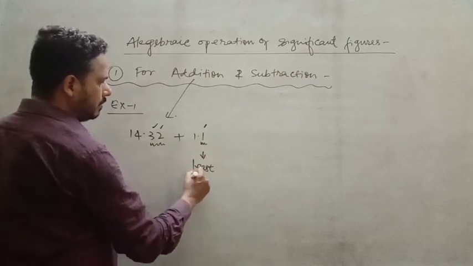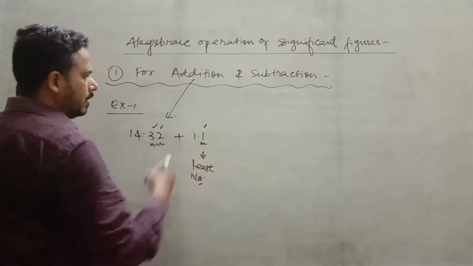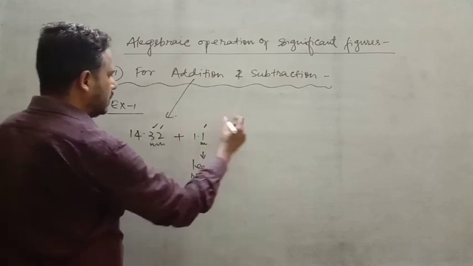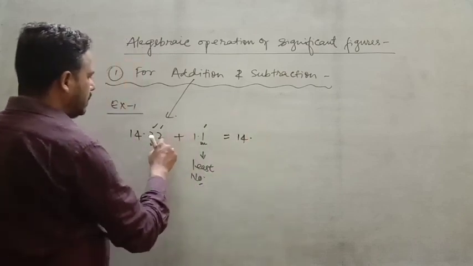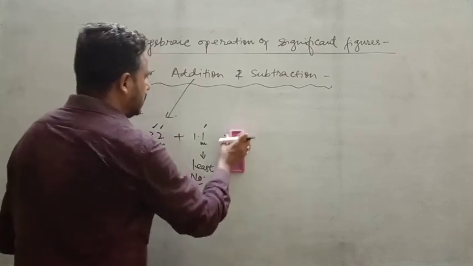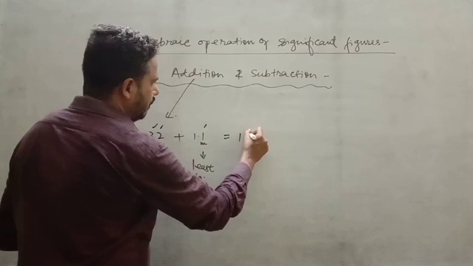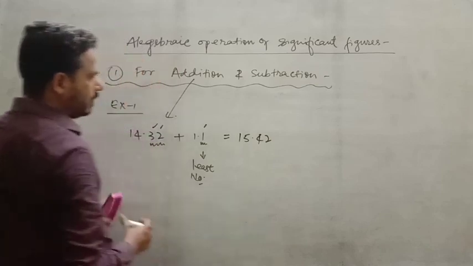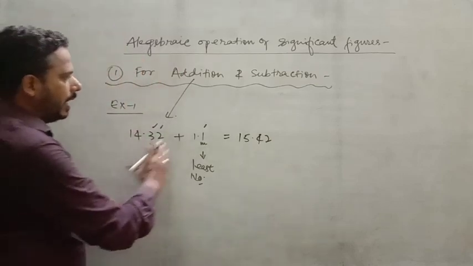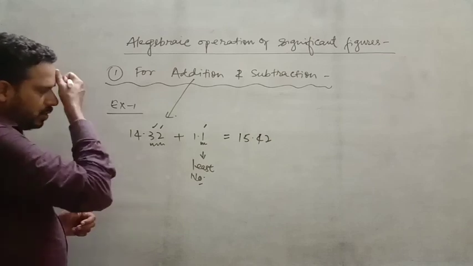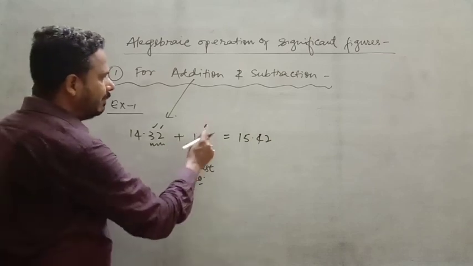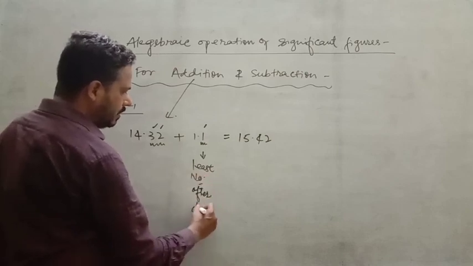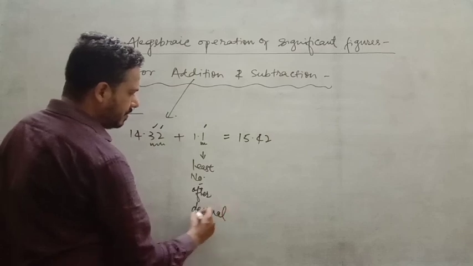Okay. Then after getting the sum, here you will get, this one is not 14, actually this one is 15.42. Okay. After adding up these two numbers, you have the least number of digits after the decimal, which is 1.